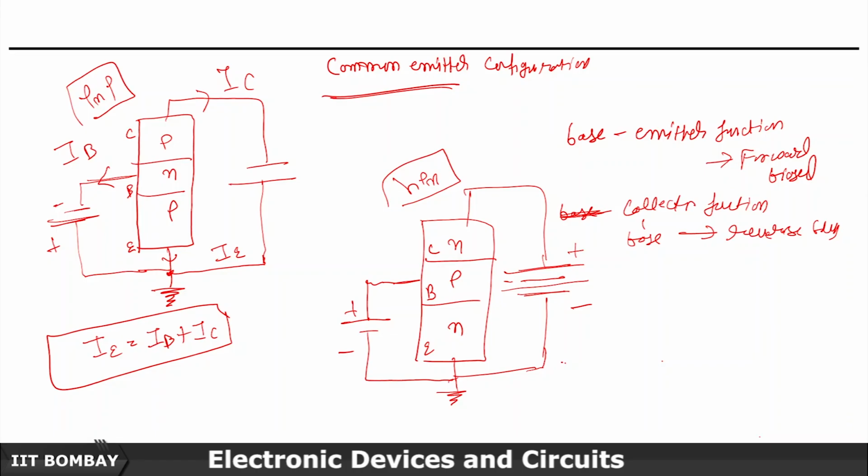What are the applications? These can be used for voltage, power and current amplification, similar to the common base configuration. And now the common collector configuration, which is obvious from here: the collector will be common as the emitter was in this case. The common collector configuration is not that popular.